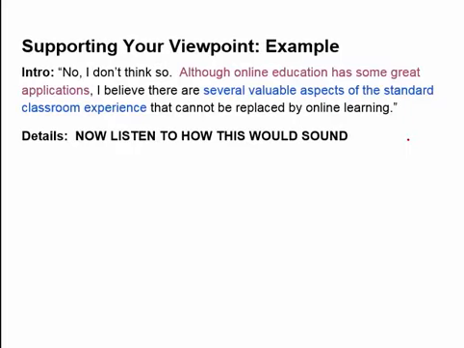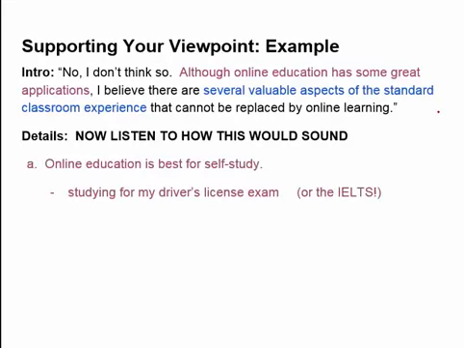I'm going to start by reading up here, and then I'll give you my detailed examples as I would say them on the test below. Okay, so at the top, no, I don't think so. Although online education has some great applications, I believe there are several valuable aspects of standard classroom experience that cannot be replaced by online learning. Online education does have some value because it's good for some self-study situations.